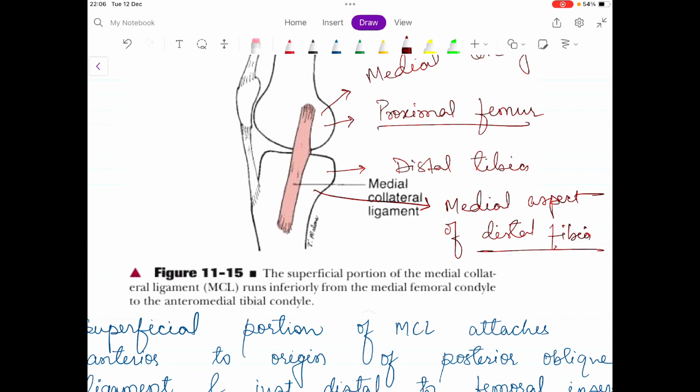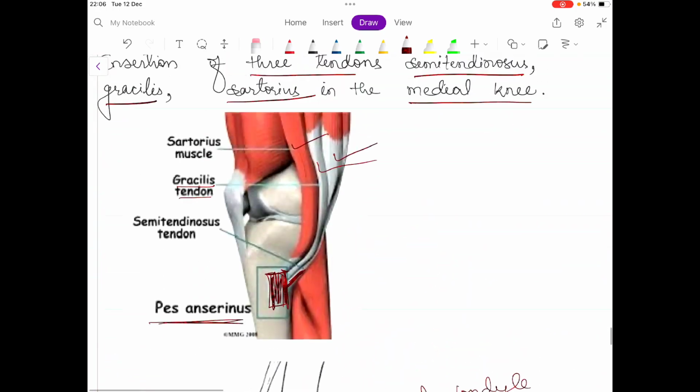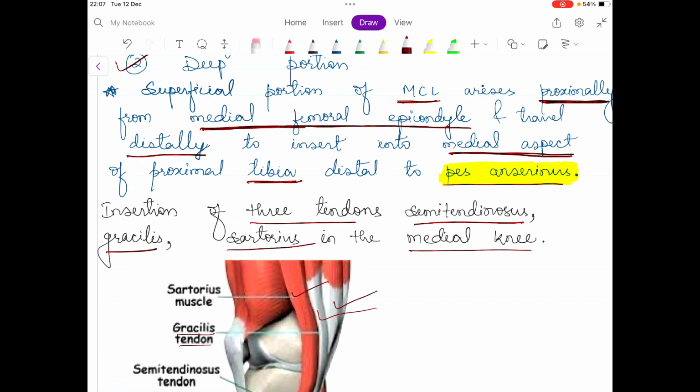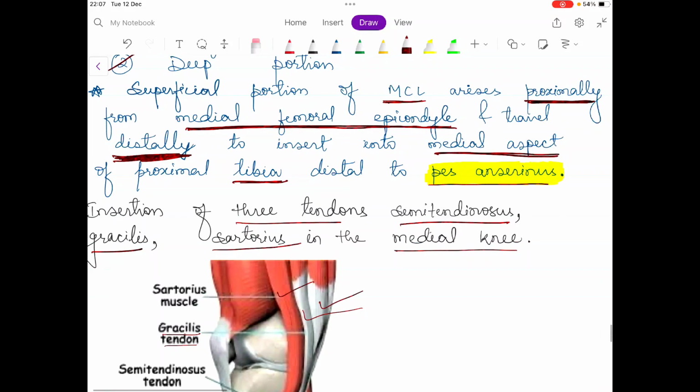Okay, medial aspect of the distal tibia. This is why we say that the superficial portion of the MCL arises proximally. Now you can understand why I have written proximally, from the medial femoral epicondyle or condyle, and it goes distally. I am forcing the pronunciation of some words here so that it goes directly inside your head. So the superficial portion of the MCL arises proximally from the medial femoral epicondyle.